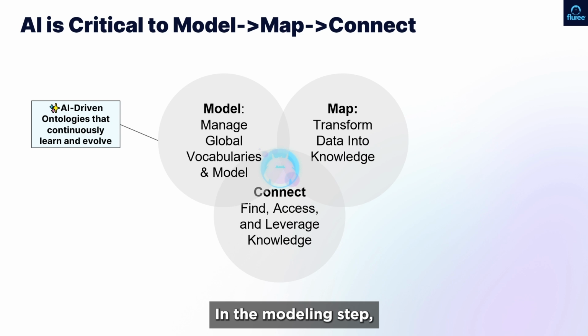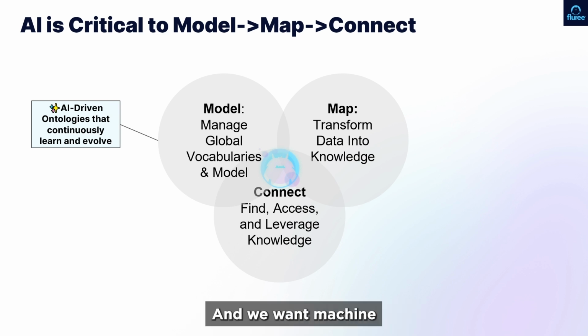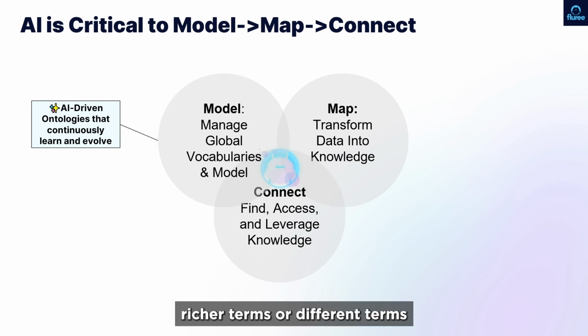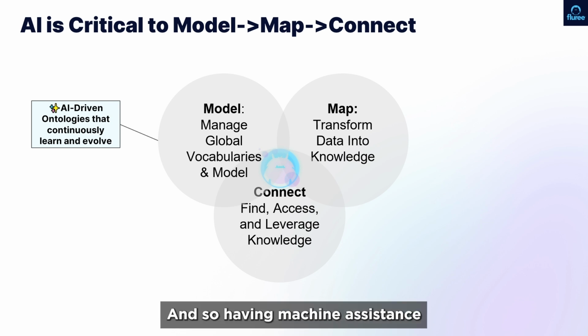In the modeling step, what we're going to find is that as we start mapping data to the model, we're going to continuously be refining our understanding of what the model is going to be. And we want machine assistance to help us say, okay, I describe these specific terms and these values in my model, but based on looking at the data, I could be describing richer terms or different terms that will help me really describe the totality of my universe. And so having machine assistance will help in defining a richer model upfront.